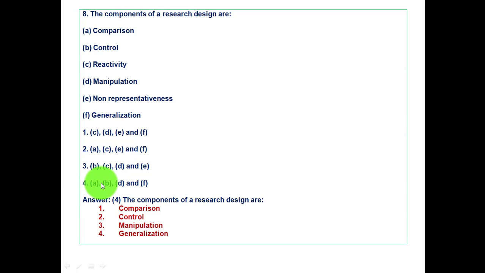So comparison, control, manipulation, and generalization are the components of a research design, and this is matching with option 4, A, B, D, and F. Comparison, control, manipulation, and generalization. So the correct option is 4.